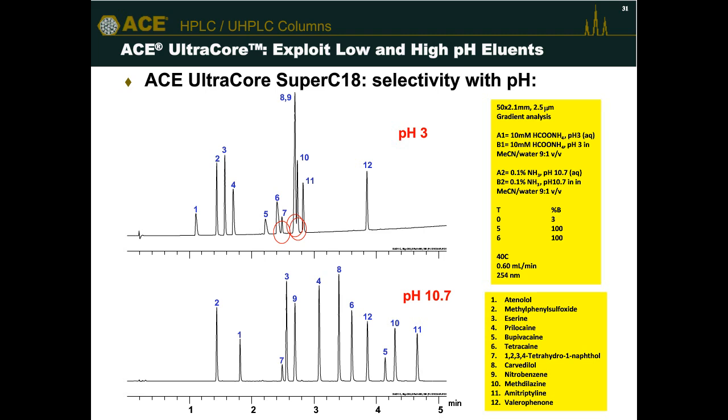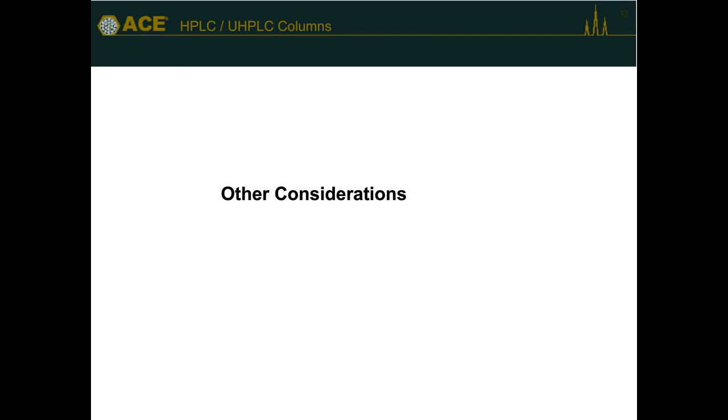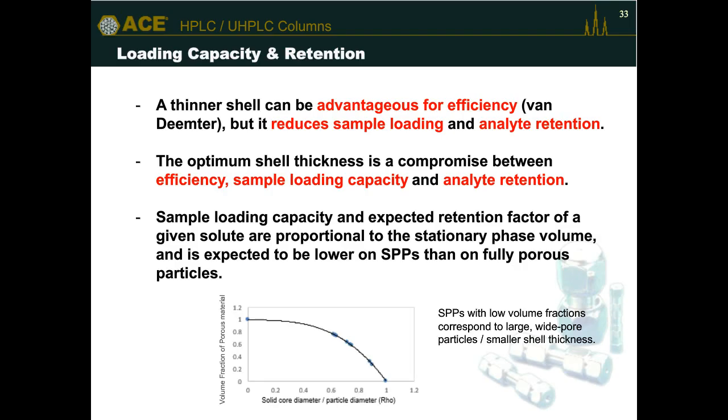I'm conscious of time, so I just wanted to mention a couple of other things when it comes to solid core phases. The first one is loading. I've said a few times you've got less surface area in a solid core column, therefore you should be injecting less. You can overload these columns, not to the degree that was reported in the early stages of launch, but it is worth bearing in mind, especially if you're looking at purification activities. Potentially these have a lower loading capacity than a fully porous equivalent.